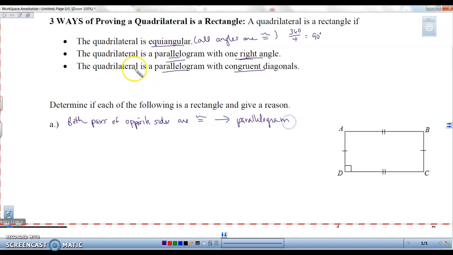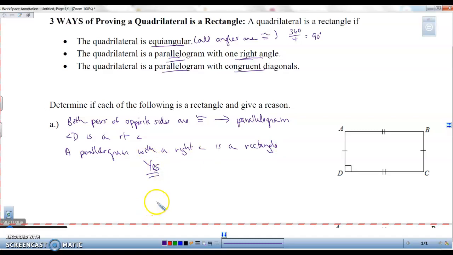So let's look at our definitions up here. If we can prove it's a parallelogram with a right angle or a parallelogram with congruent diagonals, we're all set. So, does this have a right angle? Yes, it does. D is a right angle. So that means a parallelogram with a right angle is a rectangle. So this one is yes.